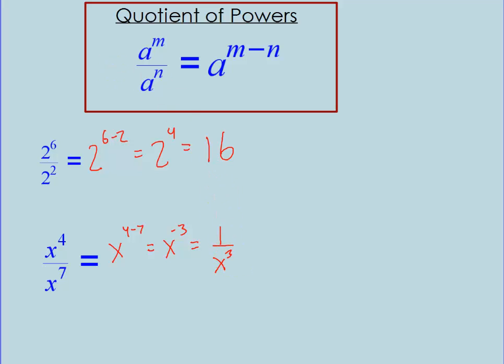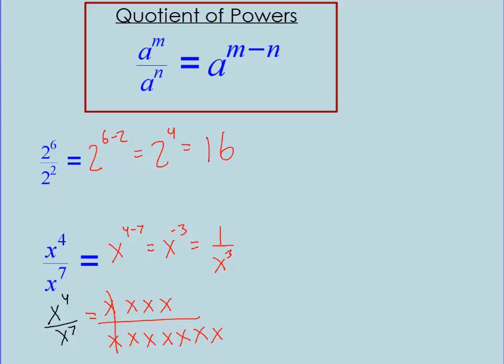Now, there is another way to do this. You don't have to follow these rules. When I see this x to the 4th over x to the 7th, sometimes I'm going to rewrite that down here. X to the 4th over x to the 7th, I just kind of cancel things that match on the top and bottom. So we can rewrite these out as 4 x's on the top, and 7 x's on the bottom. What happens is you just cancel out matching x's on the top and bottom.